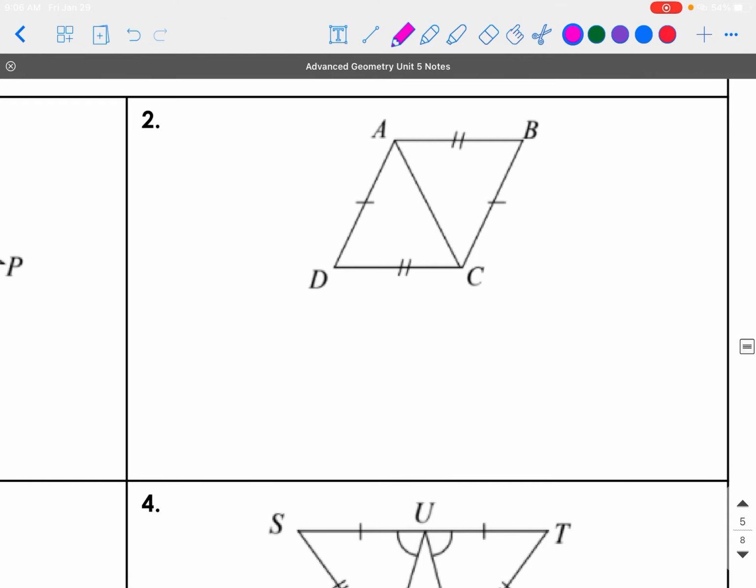Number 2 has something that you'll see a lot. Notice that both triangles share this side. So both triangles share AC, side AC. So we mark it as congruent.